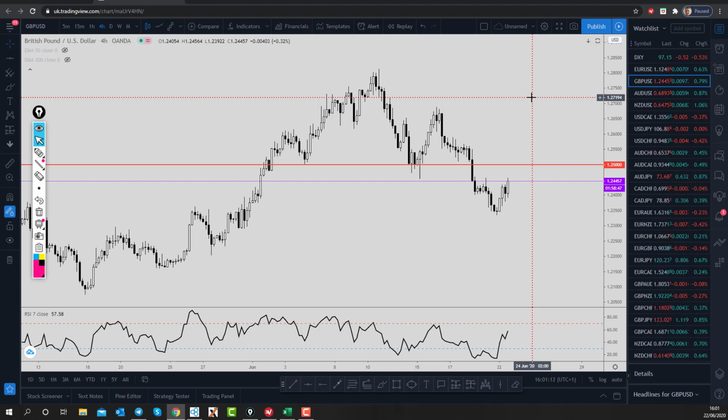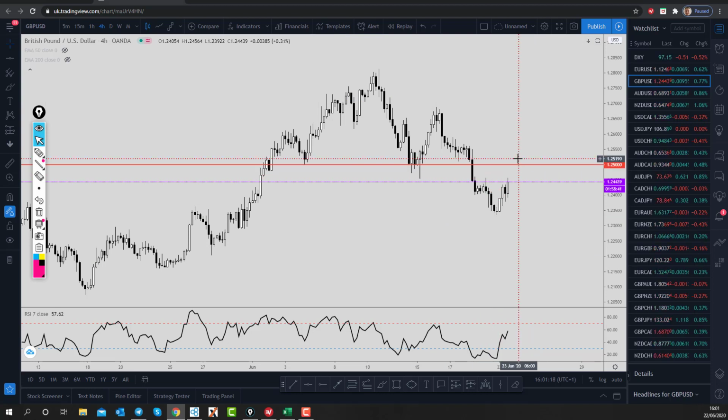So take a look at pound. I like the idea of price approaching that 125, but always remember the trend is your friend and look for those trending markets.